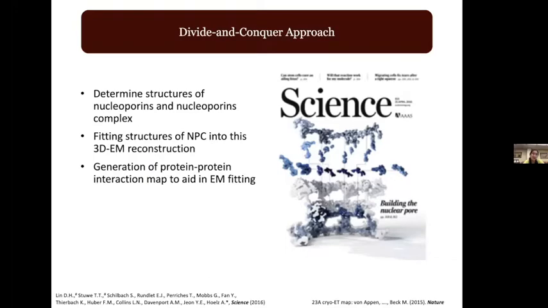What does divide and conquer mean? In the first step, you determine the high-resolution structure of the nuclear pore ring complexes. In the second step, we fit this structure into the cryo-EM map, and this fitting is based only on whether the model fits the density. Then in the third step, you need to do some interaction studies to validate and to add something that doesn't show up in the electron density fitting.